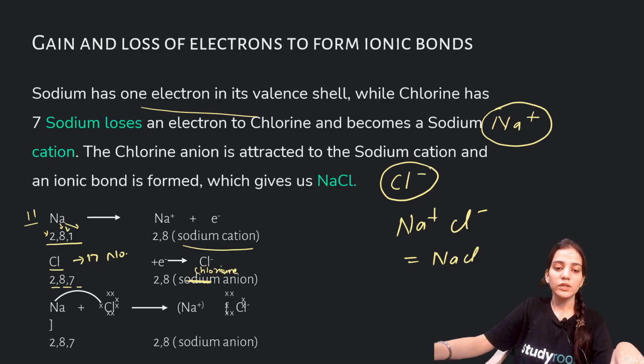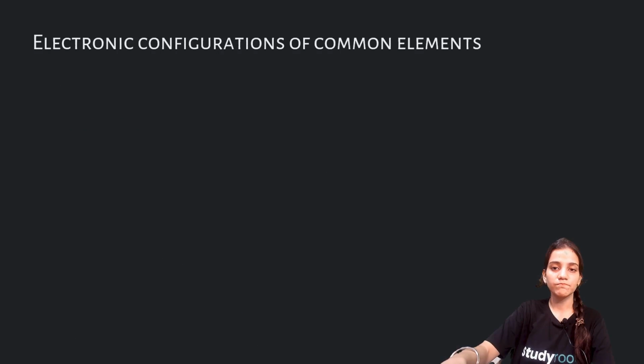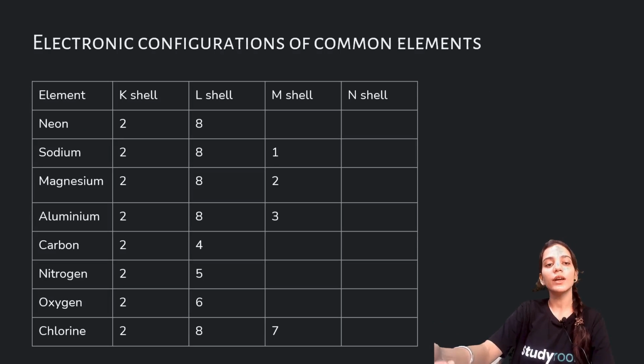This is the electron dot structure of chlorine. So it has 1, 2, 3, 4, 5, 6 and 7 electrons in its valence shell, and sodium has 1 electron in its valence shell. This is the electron dot structure. Now, electronic configurations of some common elements, which you will be needing in the future.